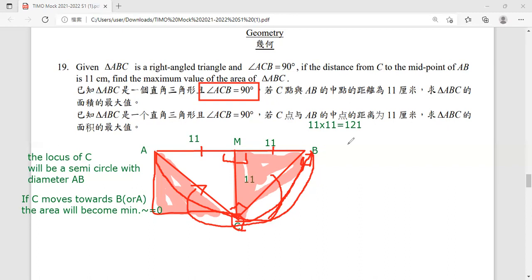It doesn't matter if it's an isosceles triangle or not. It's just that you can prove it. You can prove AM equals BM equals CM if ACB is 90 degrees. You can prove it by using some geometry.